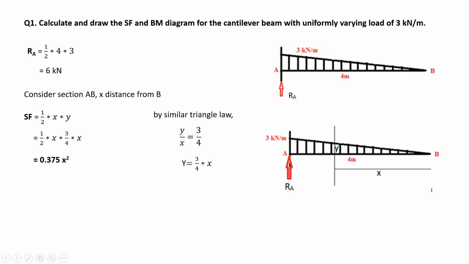Now, as this x value is in the shear force equation, we have to consider x from 0 to 4 meter, as our beam runs from 0 meter to 4 meter. First, at x equal to 0, the shear force value will become 0 kilonewton. Second, the beam ends at 4 meter, so x is 4 meter, and the shear force value will be 6 kilonewton.